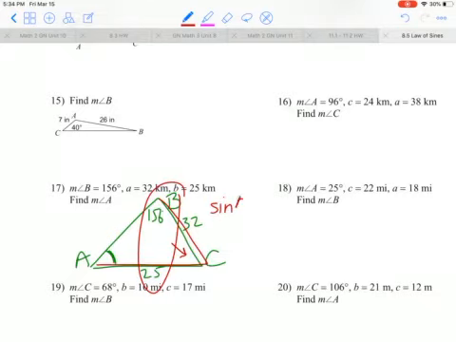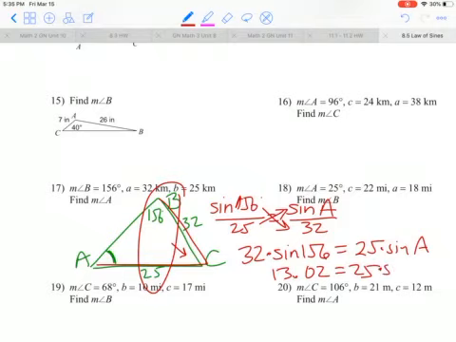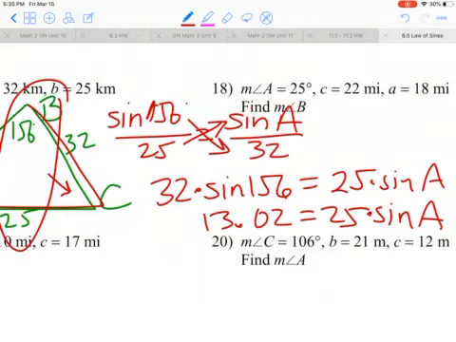Sine of B over side B equals sine of A over side A. And you're going to cross multiply to get 32 times sine 156 equals 25 times sine of A. And get the decimal for that, because that's way easier to move on if you have that. I mean, you can wait. It's up to you. So I get 13.02 when I round. So then I'm going to take that answer and divide by 25. So I get 0.52 as sine A.